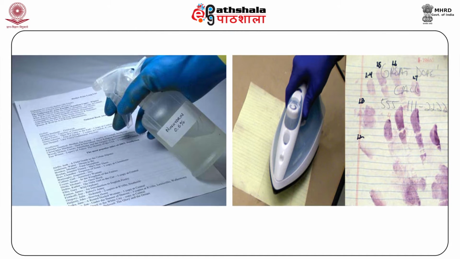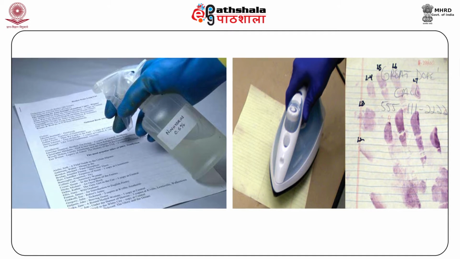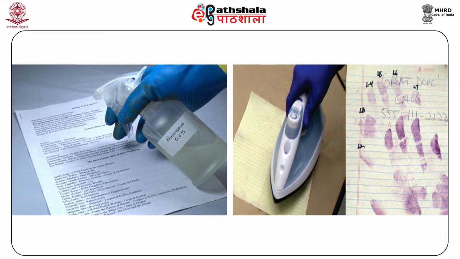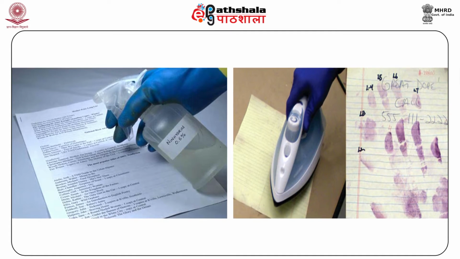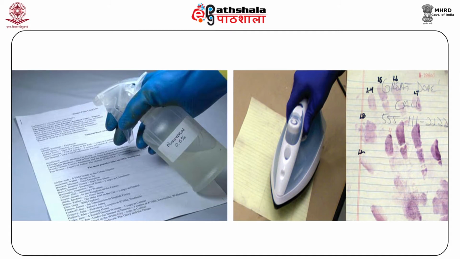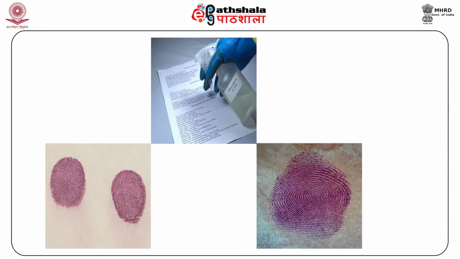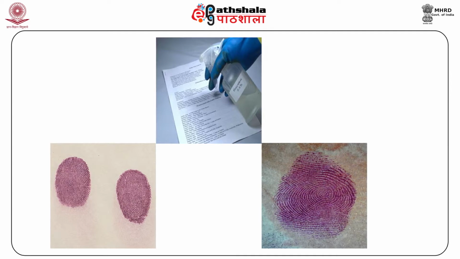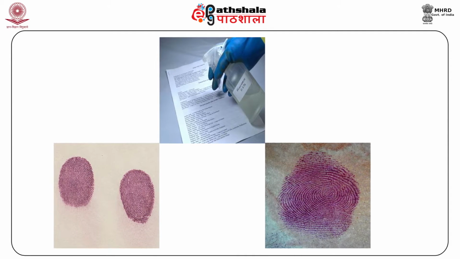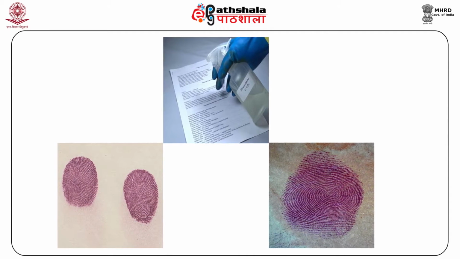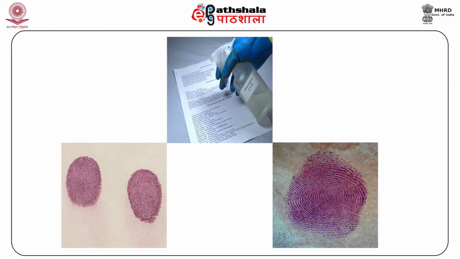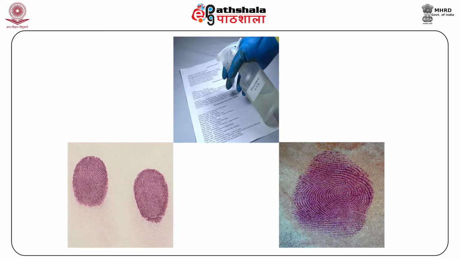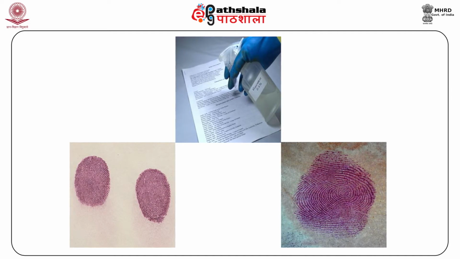Ninhydrin technique has traditionally been the most popular one for processing latent fingerprints on porous, absorbent surfaces like paper, cardboard, and wood. The method relies on the reaction of ninhydrin with amino acids of fingerprint residue. The reaction produces a purple colored compound called Ruhemann's purple, which becomes deposited along the ridges, making the prints visible.